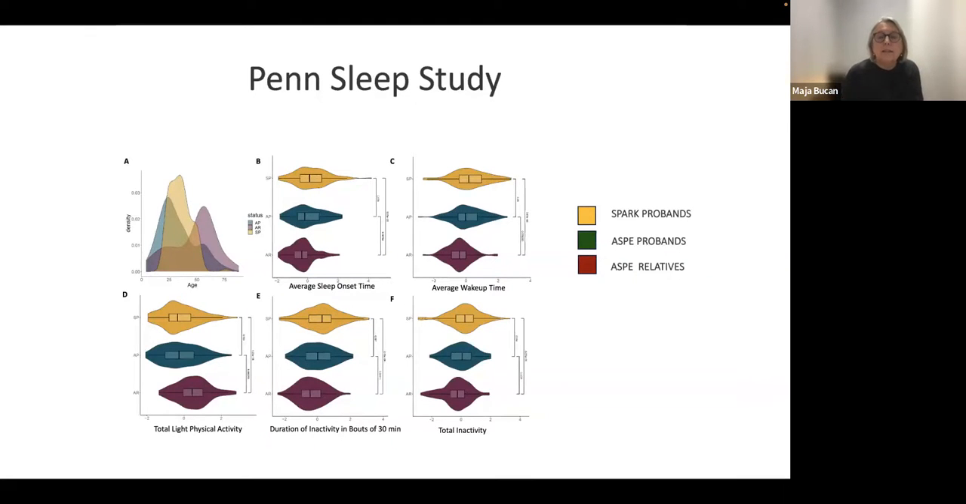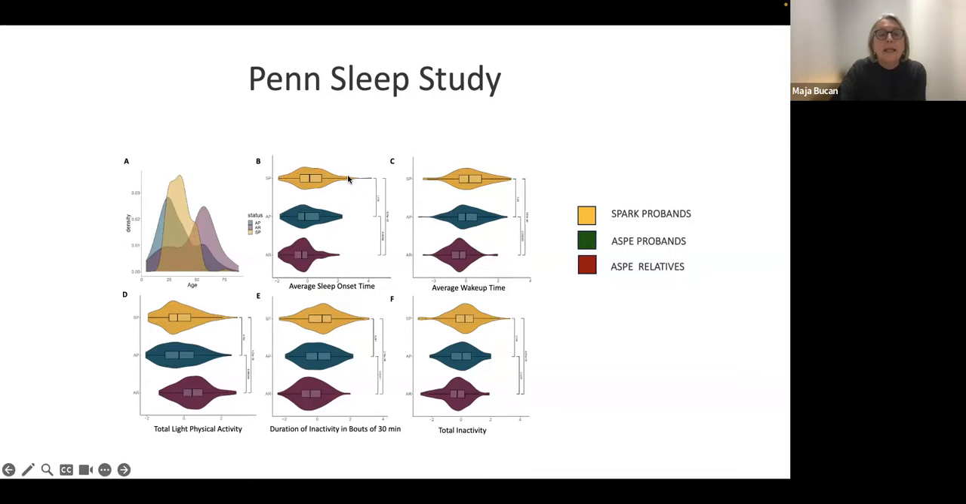So I mentioned to you that we're using machine learning methods to prioritize the important sleep and activity traits, but here I'm showing conventionally generated graphs just to give you some sense for the type of differences that we are detecting between ASPI relatives who do not have autism and individuals with autism from SPARK and from ASPI.